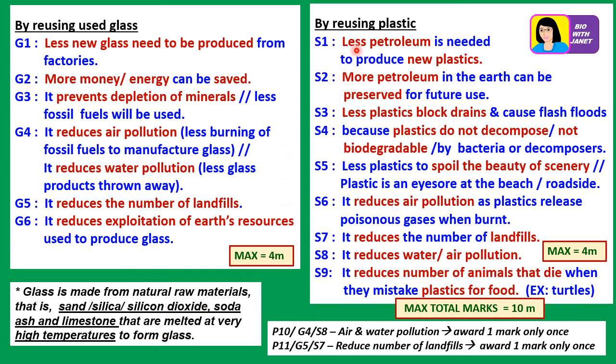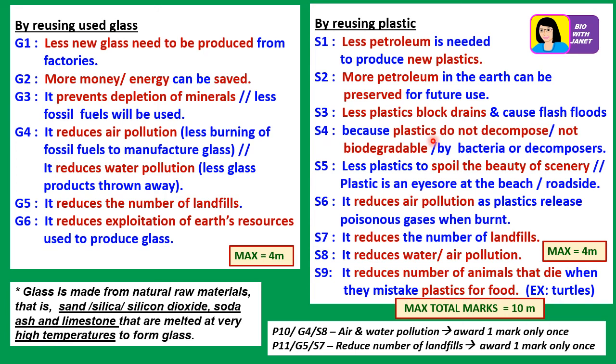Now, by reusing plastic, what's the benefit of doing this? Less petroleum is needed to produce new plastic. Okay, so because plastic is made using petroleum, more petroleum in the earth can be preserved for future use. Less plastics will block the drains and cause flash floods. Okay, so a lot of plastic bags are thrown into the drains and rivers, and also into the sea.